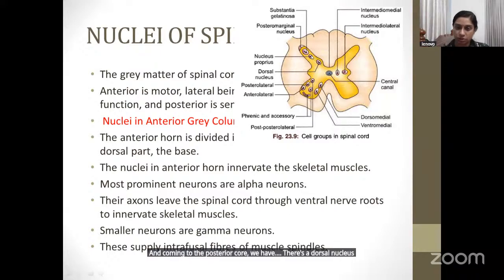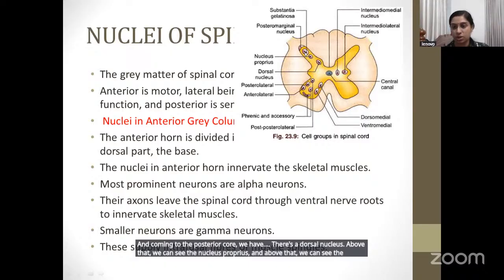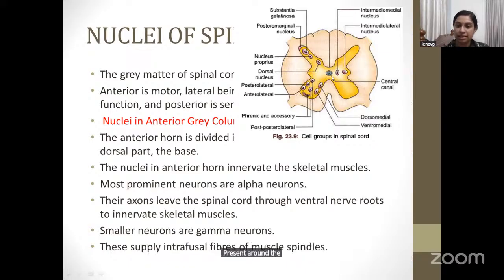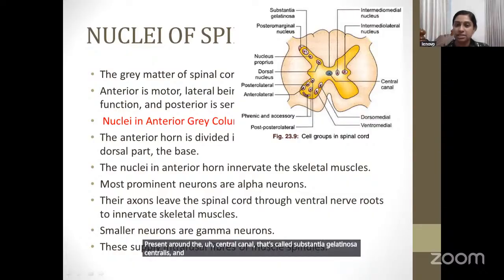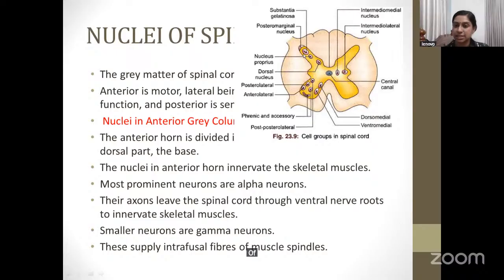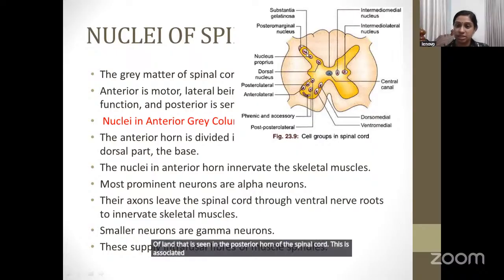Coming to the posterior horn, there is a dorsal nucleus. Above that, we can see the nucleus proprius, and above that, the substantia gelatinosa of Rolando. There is another substantia gelatinosa around the central canal, called the substantia gelatinosa centralis. The substantia gelatinosa of Rolando is seen in the posterior horn of the spinal cord. This is associated with pain and temperature reception, etc.